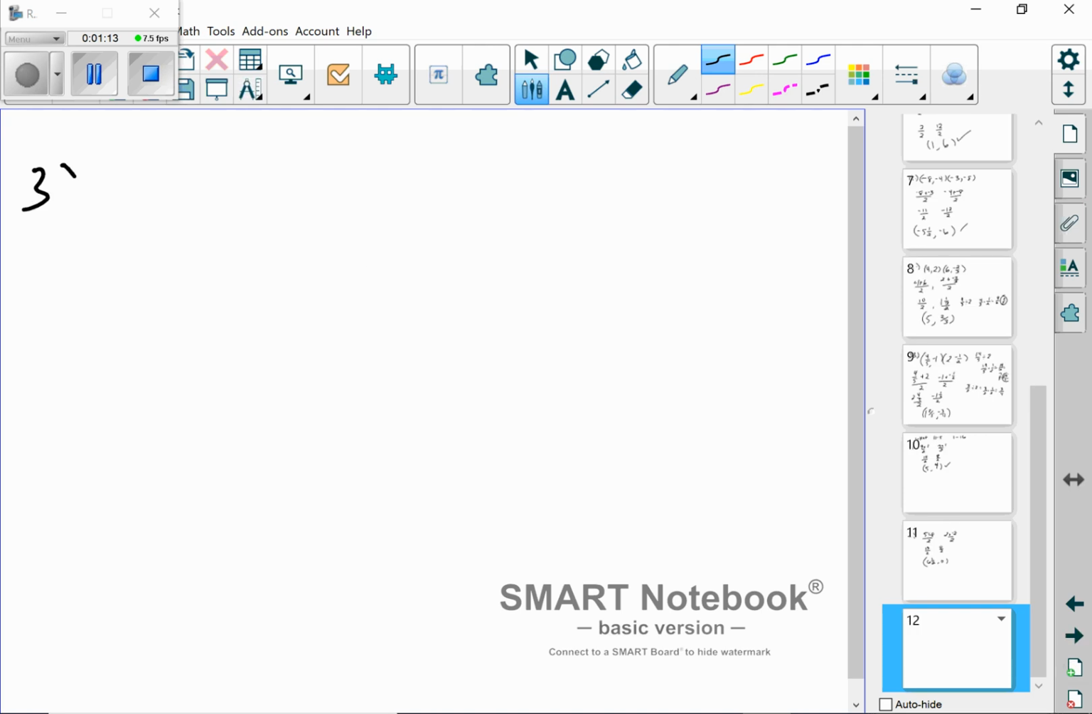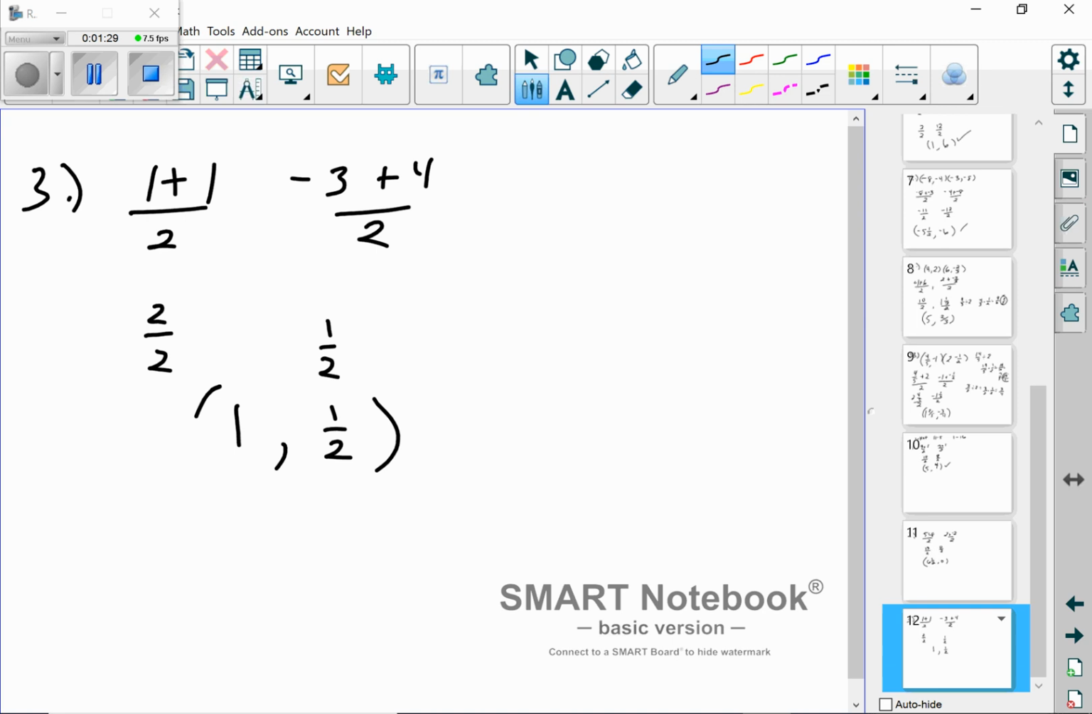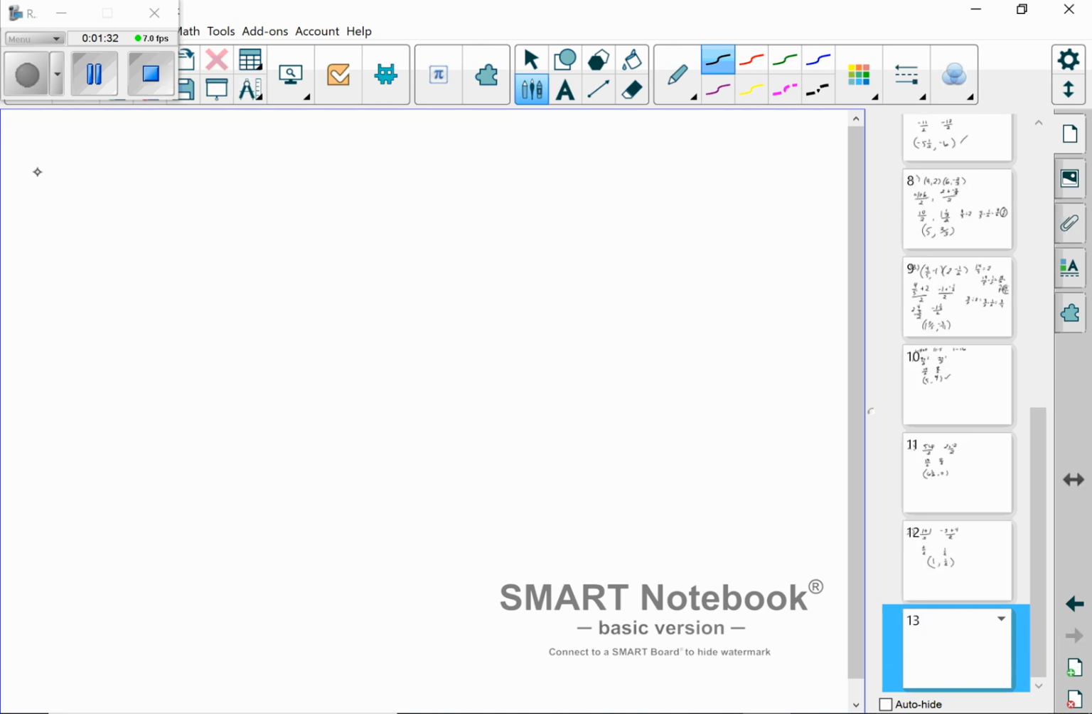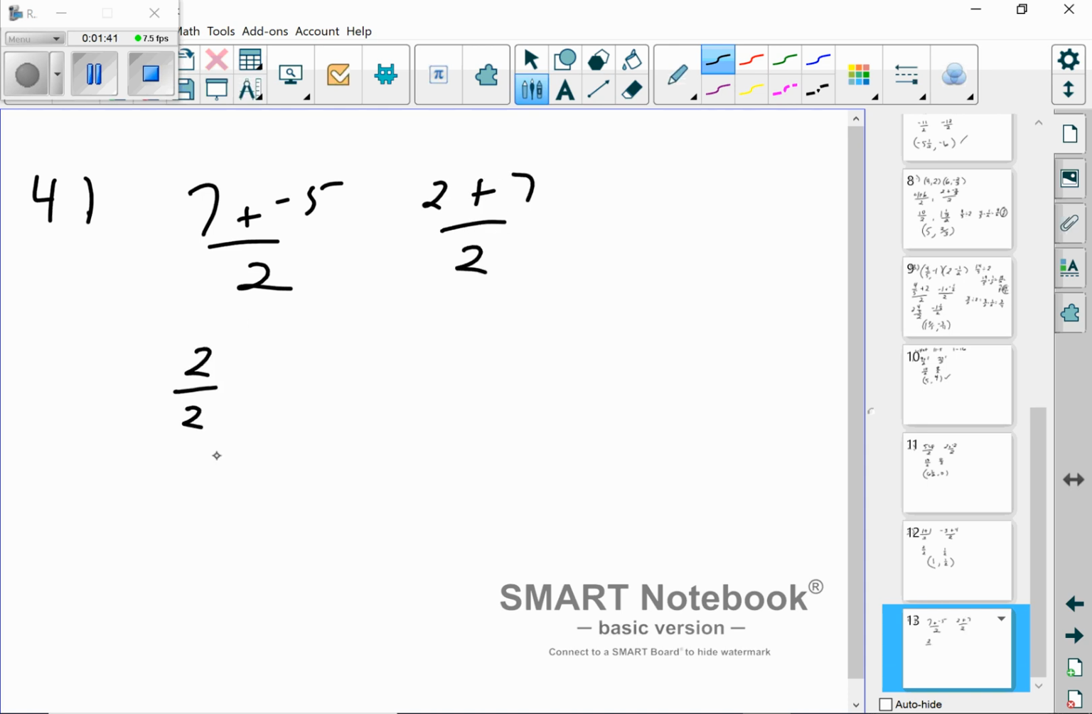Number 3, I got (1 plus 1) over 2 and (negative 3 plus 4) over 2. This is going to be 2 over 2, which is 1, and 1 over 2, which is just 1/2. So 1 and 1/2 is the midpoint. Number 4, (7 plus negative 5) over 2 and (2 plus 7) over 2 gives me 2 over 2, which is 1, and 9 over 2, which is 4.5.